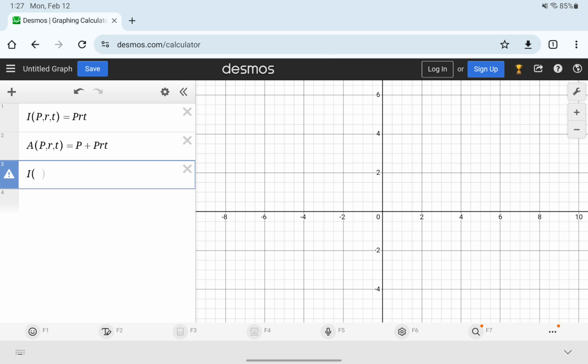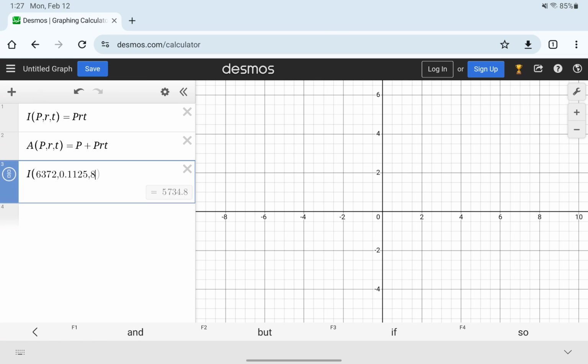Our value for P, the principal, is $6,372. The interest rate is 0.1125, and our time in years is 8. So that gives us an amount of interest accrued of $5,734.80.